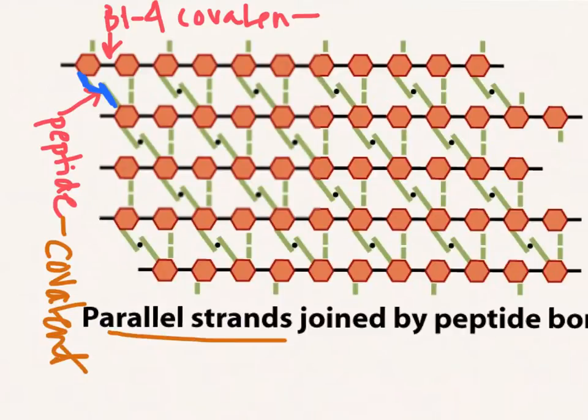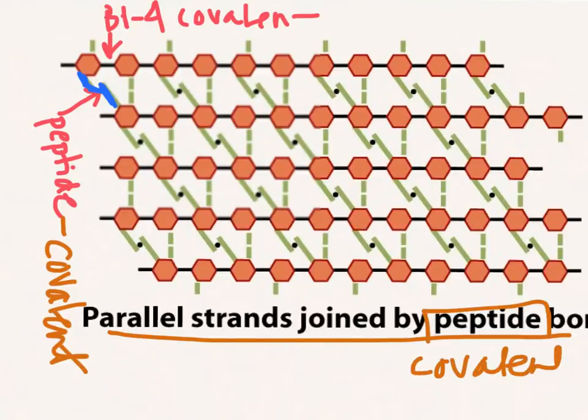Parallel strands joined together by peptide bonds, covalent bonding. Super, super strong. So bacterial cell walls are extremely strong, very difficult to break down. We cannot digest them. So again, it makes up fiber.